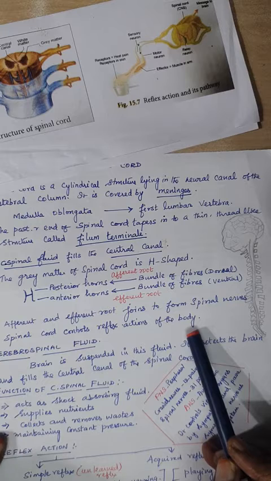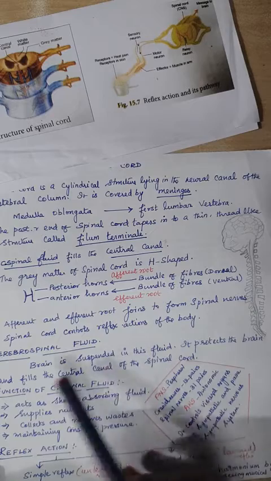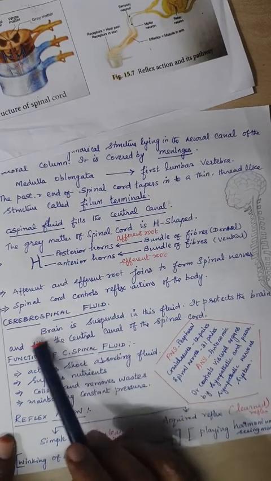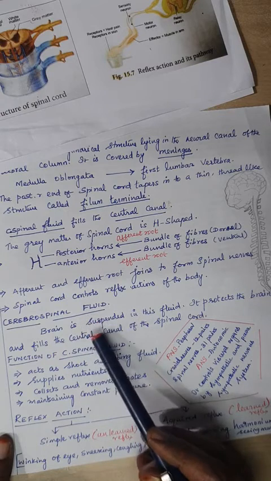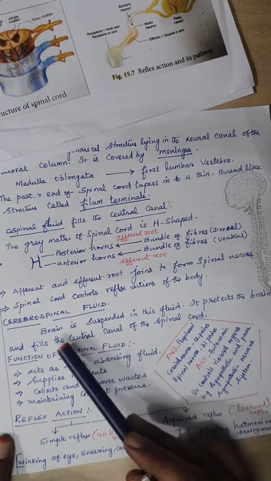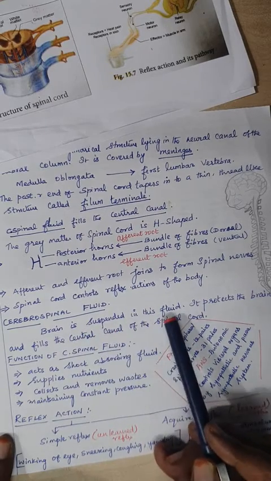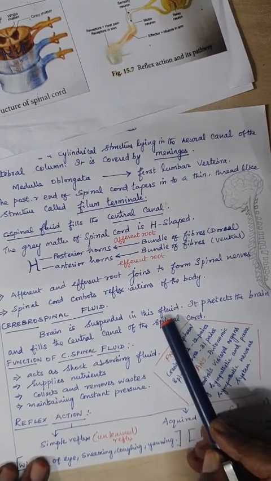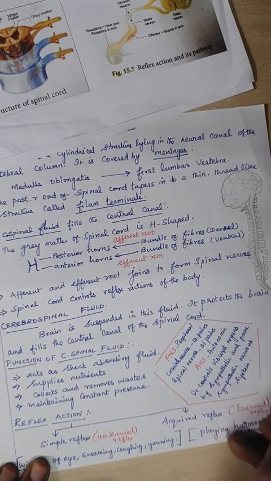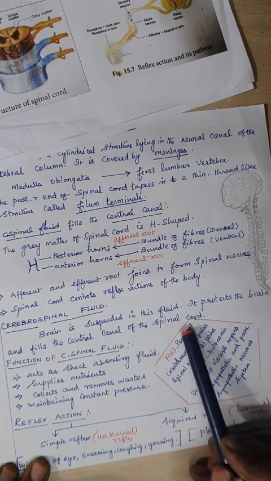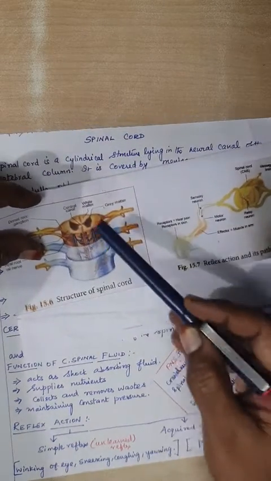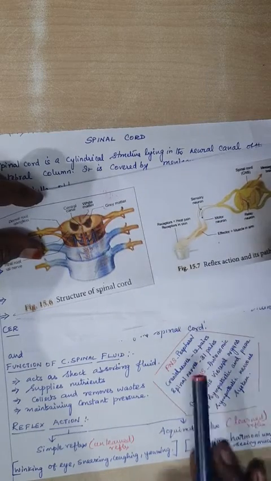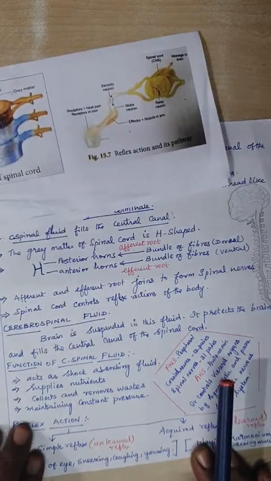We'll see the different types one by one. First we can understand what cerebrospinal fluid is. The cerebrospinal fluid passes through the brain and spinal cord, as I said. So the brain is suspended in this cerebrospinal fluid. So this cerebrospinal fluid protects the brain and fills the central canal of the spinal cord. You can see this is the central canal and this central canal is filled with cerebrospinal fluid.